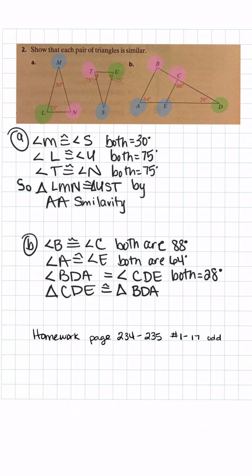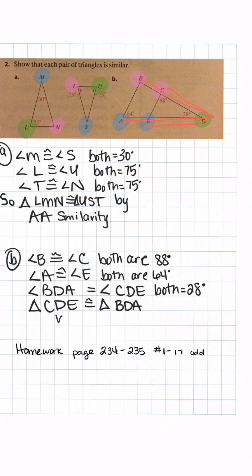And for B, you should have had angle B is congruent to angle C, both are 88 degrees. Angle A is congruent to angle E, both are 64 degrees. Angle BDA, so that's looking at the whole BDA, is equal to angle CDE, both equal 28 degrees. Therefore, triangle CDE is similar to triangle BDA by AA similarity.